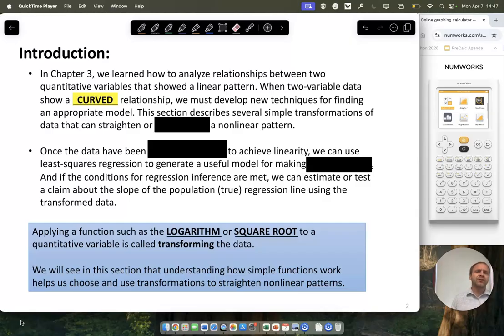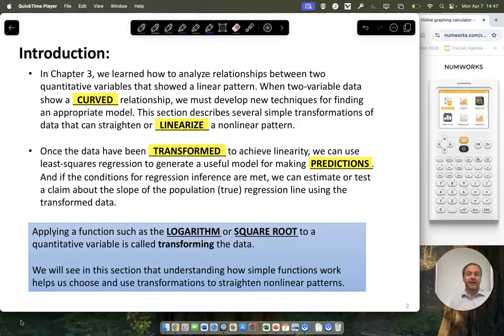So what we're going to do is straighten out the data. We are going to linearize that non-linear pattern. So it's going to be curved, and we're going to do some operation on it to straighten it out. And once we do that, we will have a linear pattern, which means we can use a least squares regression line, y hat equals a plus bx. So once the data has been transformed, we can use that transformed least squares regression line equation, and we'll make predictions with that.